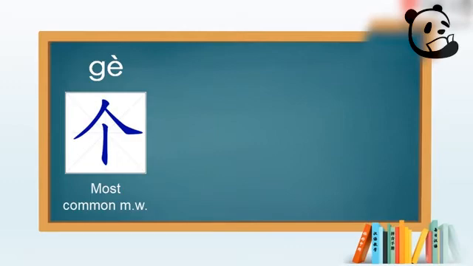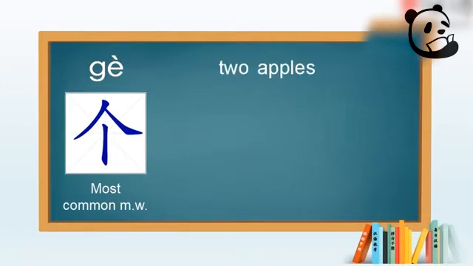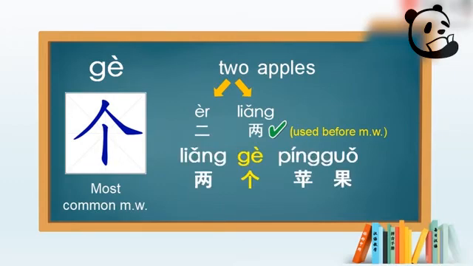For instance, to say one apple, the Chinese word for apple is 苹果. So, one apple, 一个苹果. And how to say two apples? As we learned, there are two ways to express the number two, 二 and 两. Take note, when we use the number two before the measure word, we can only use 两 instead of 二. So, to say two apples, we say 两个苹果.